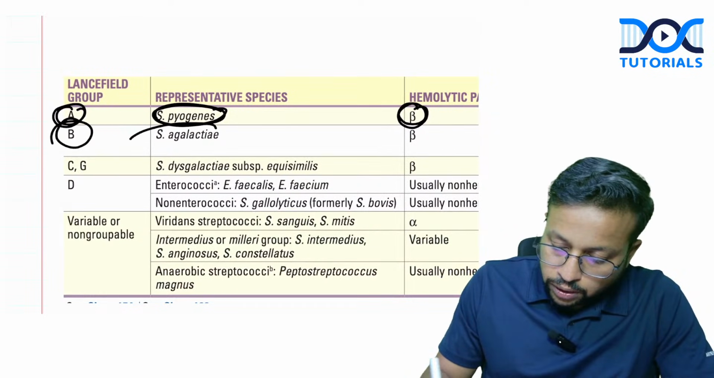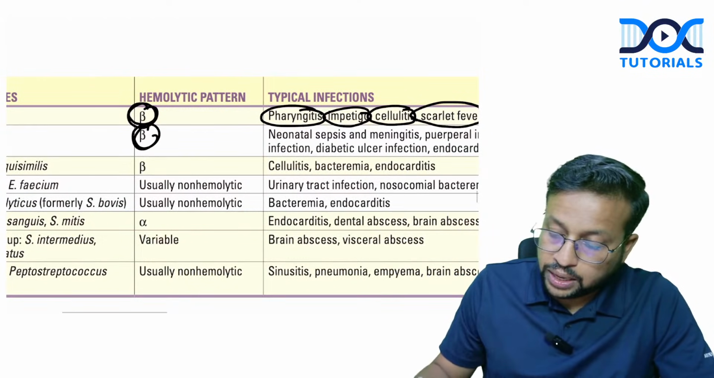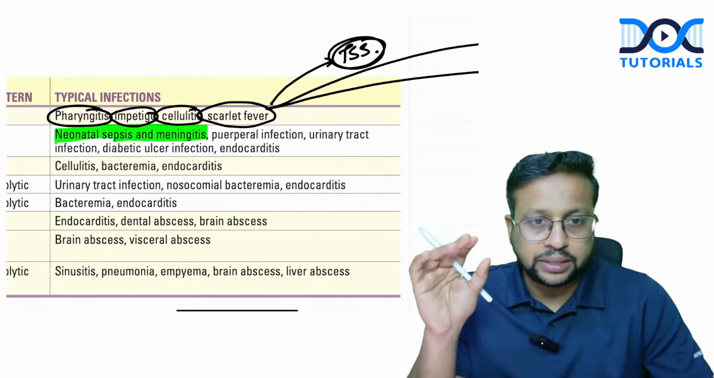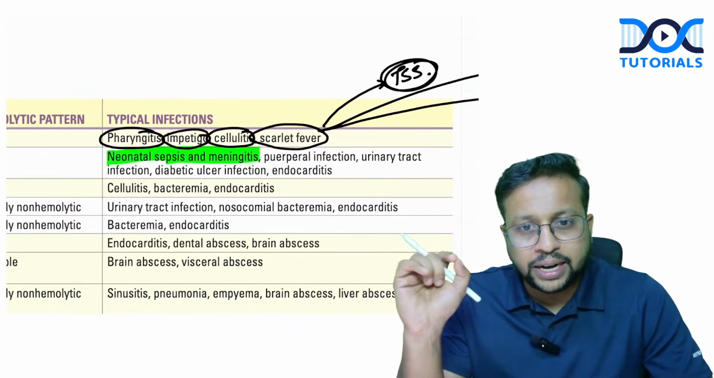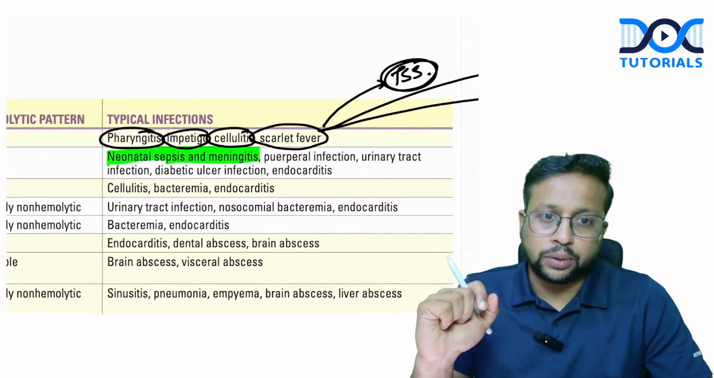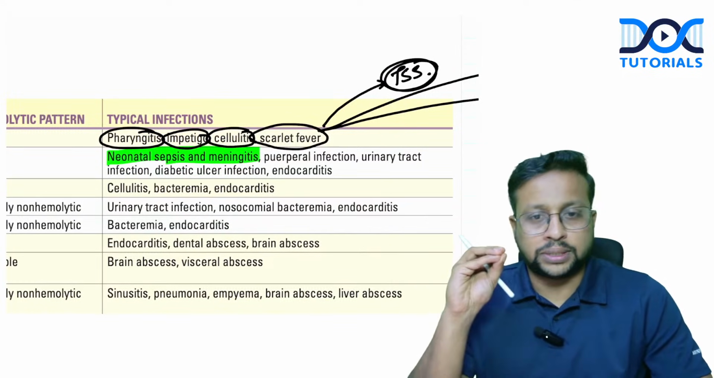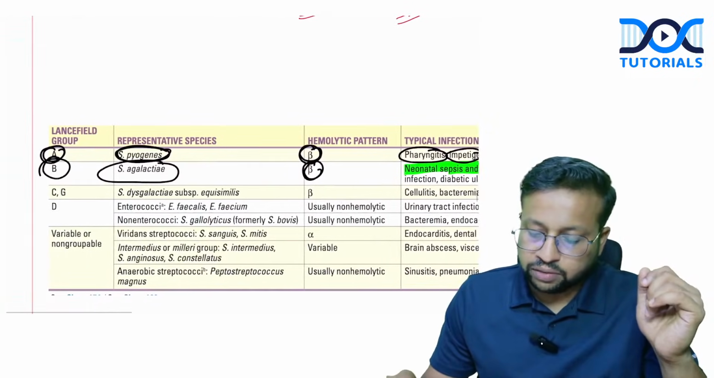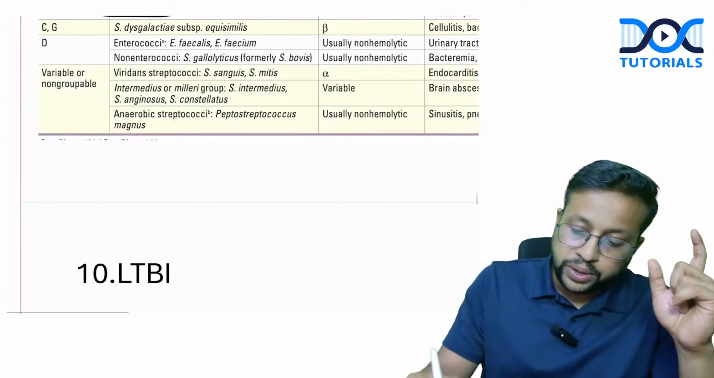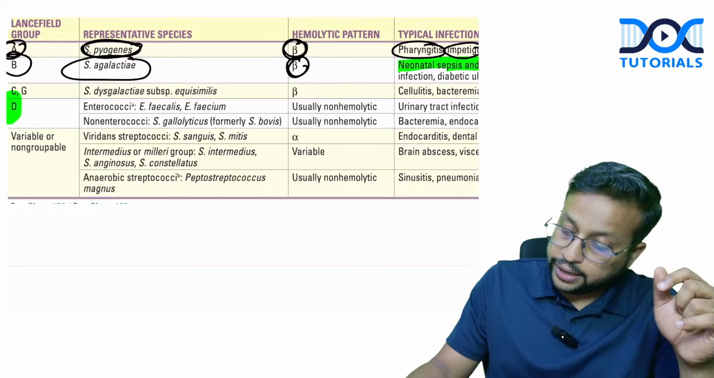Group B beta hemolytic streptococci, also called Streptococcus agalactiae. What is the common infection it causes? It causes neonatal sepsis and meningitis. So it's a common practice to screen pregnant females for colonization of the genital tract with group B streptococci, and if they are positive, pregnant females are prophylactically given ampicillin. So the most important infection caused by Strep agalactiae is neonatal sepsis. Now the group D streptococci, these are usually non-hemolytic.